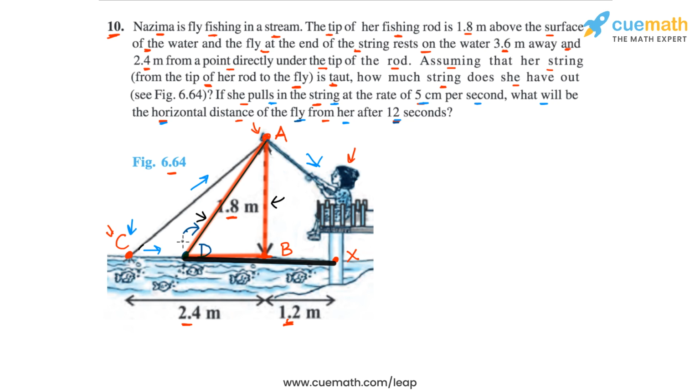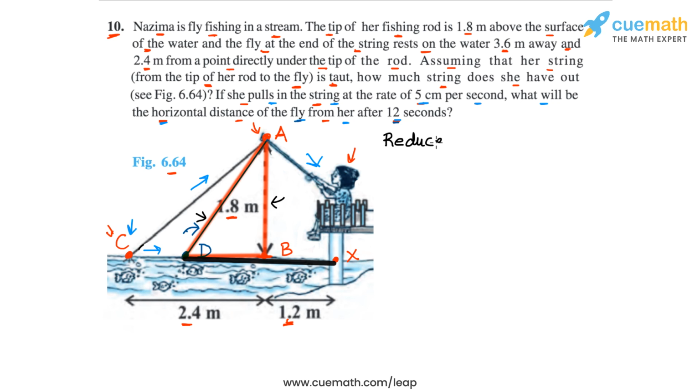Well, to find the length of AD, we will have to find out the reduced length of the string that is out. So because Nazima is pulling the string in, the length of the string that is out, that is beyond point A, that will reduce. So what will be the reduced length of the string that is out? So let's find that first.